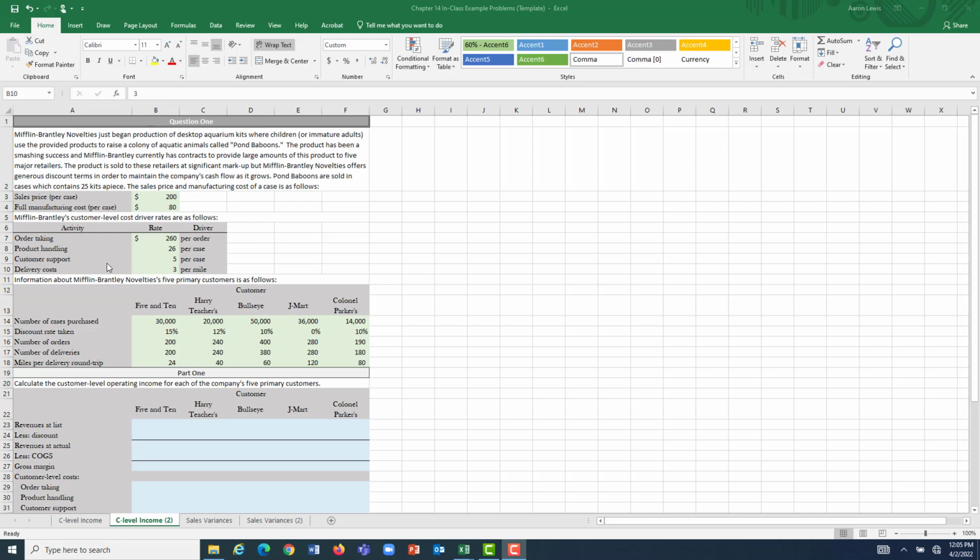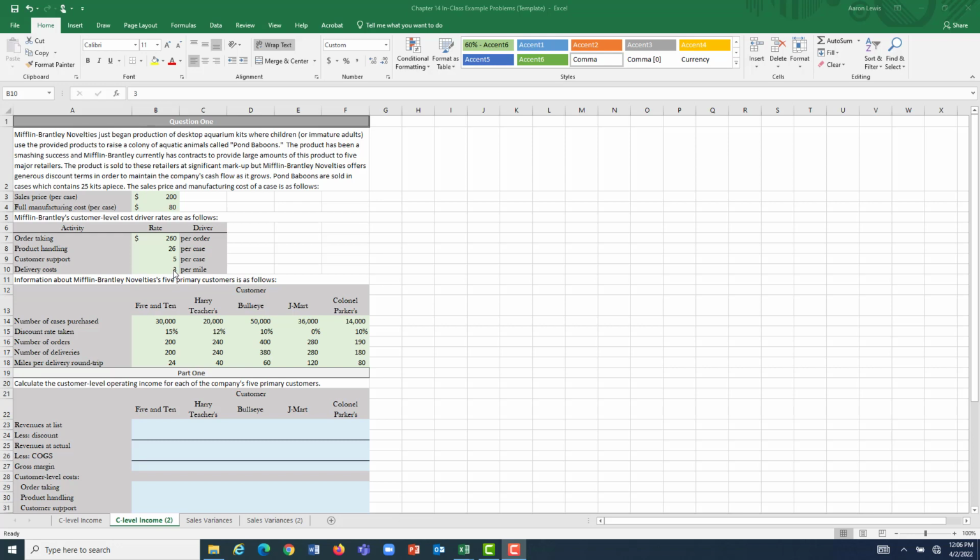And then lastly, if we're paying for our own delivery costs, which we're going to assume in this problem that we have to pay for all of the gas, driver wages, etc. that goes into getting these finished pond baboon kits, cases, from our production facility to the end user, our 5 different retailers. So for each mile that we have to travel for delivery, we assume it's going to cost us $3 in driver wages, in fuel, and maintenance and repairs on our vehicles, etc.